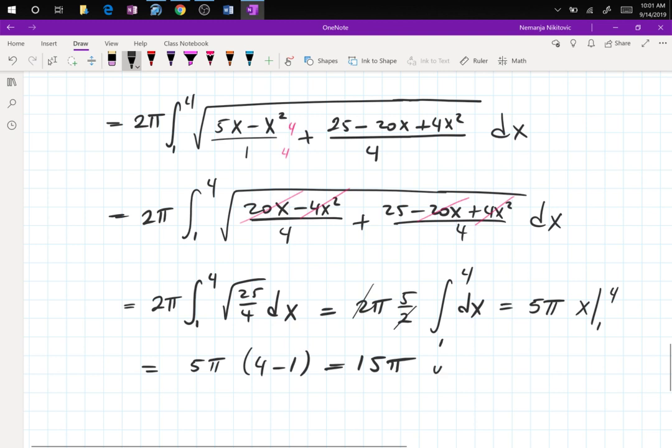15 pi units squared, whether it's inches squared or centimeters squared or whatever, is the surface area of the shape that we get when we revolve this. That was a lot of algebra.